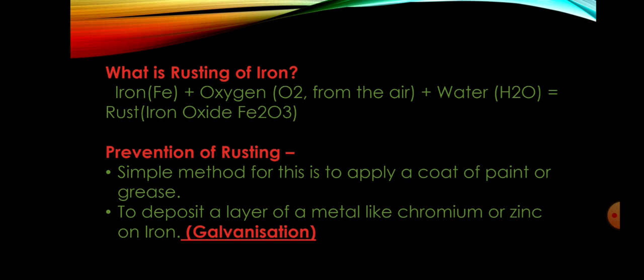The simple method for this is to apply a coat of paint or grease. Or the harder method is to deposit a layer of metal like chromium or zinc on iron. This is galvanization, by which you prevent rusting. The process of depositing a layer of zinc on iron is called galvanization. That's why I have written galvanization here.